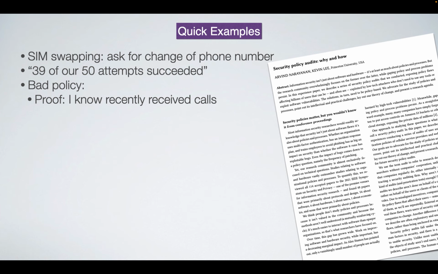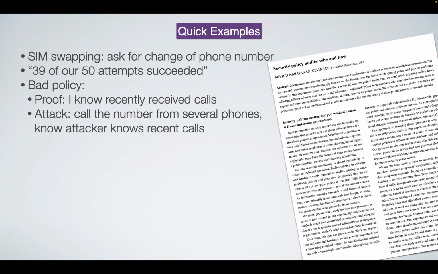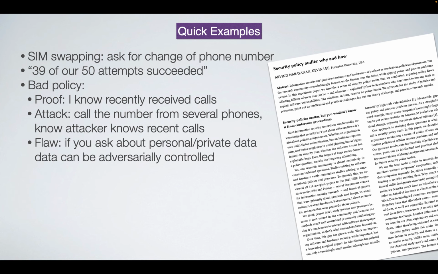Okay, so exactly. So the adversary just calls them three times. Now they know what the last three calls were, okay? So it's actually almost exactly the same attack as in AtMat, where I don't know some information, so I'm the one that adds the information to the account, and now I know it. So you can call the number, you can use several different phone numbers, or maybe use the same one, and now you know it.